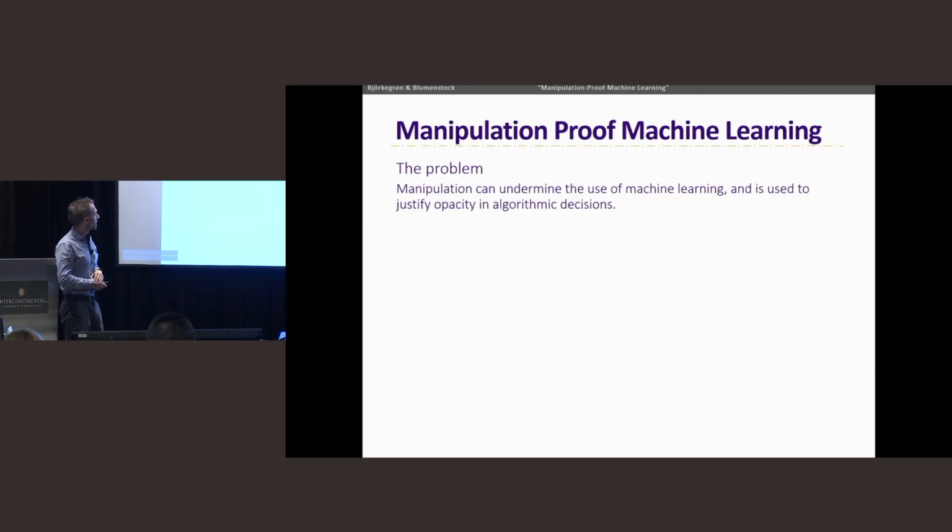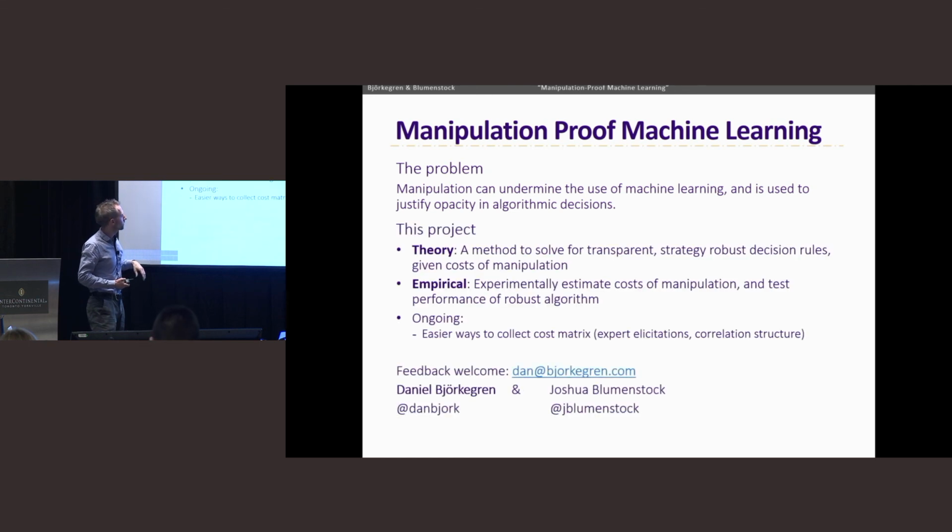though that's very slight. So overall, again, the problem is that manipulation can undermine the use of machine learning in many settings, and it also provides justification for opacity, which might not be desirable in many settings. This project develops both a theory, a new method to solve for robust decision rules, and a way to estimate these models, and an experiment that actually demonstrates how that could be done.